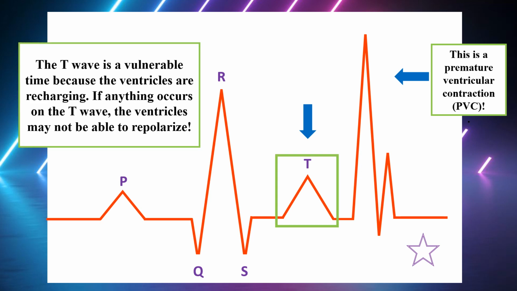This T wave is very vulnerable. It's a vulnerable time because the ventricles are supposed to be recharging. If anything occurs to disrupt this recharging on the T wave, the ventricles may not be able to repolarize.